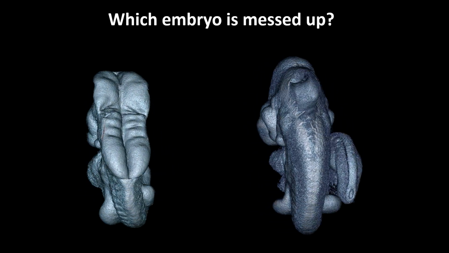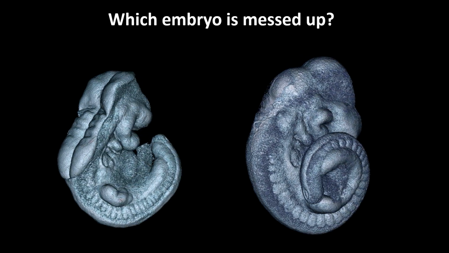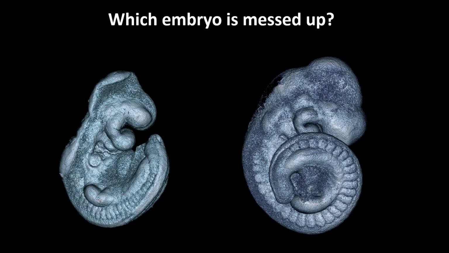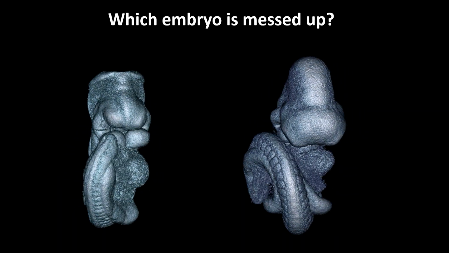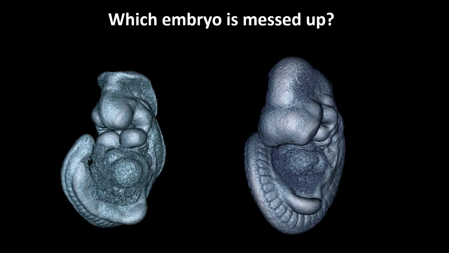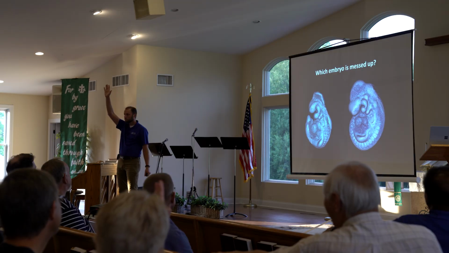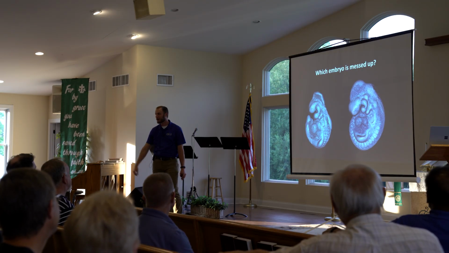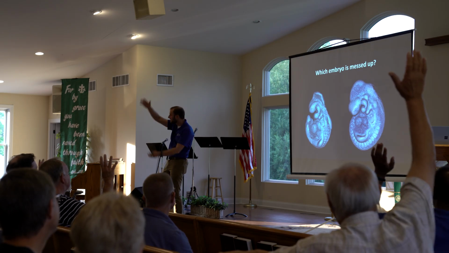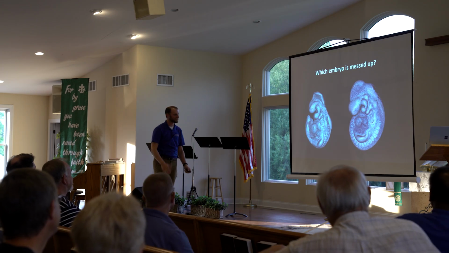Well, Warren, don't be blurting out answers yet. Okay, we're going to vote. By a show of hands, how many would say the one on the left is messed up? By a show of hands, how many would say the one on the right is messed up? Okay, it's about 50-50. It's always about 50-50, which is interesting.